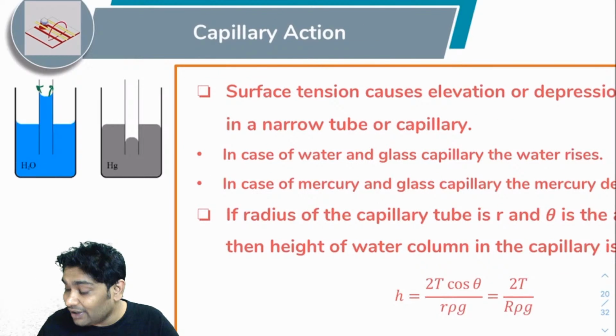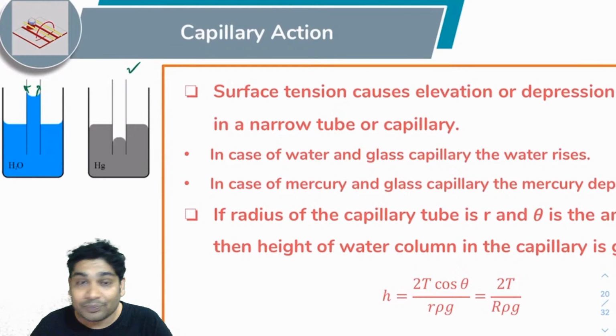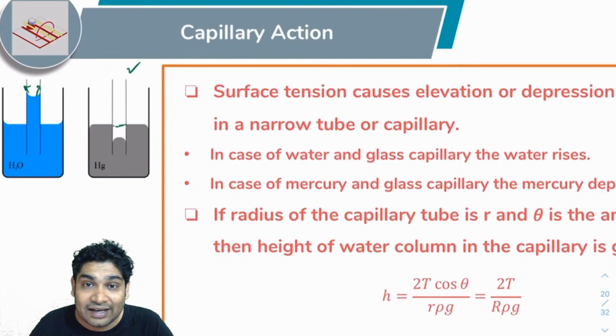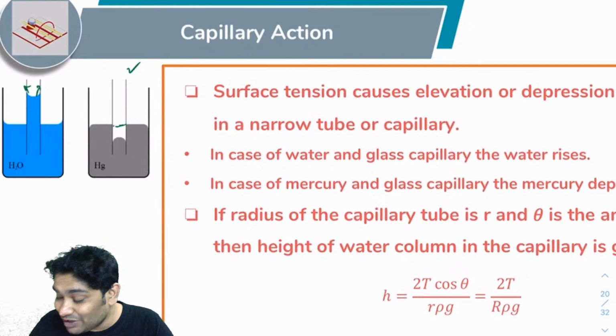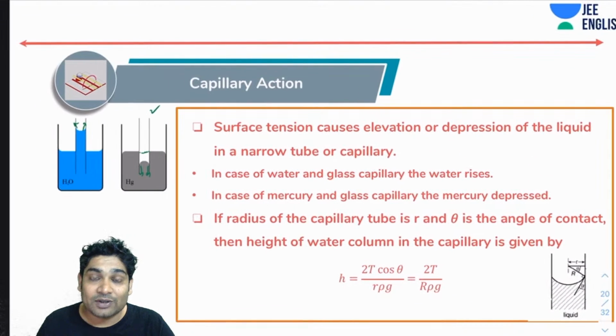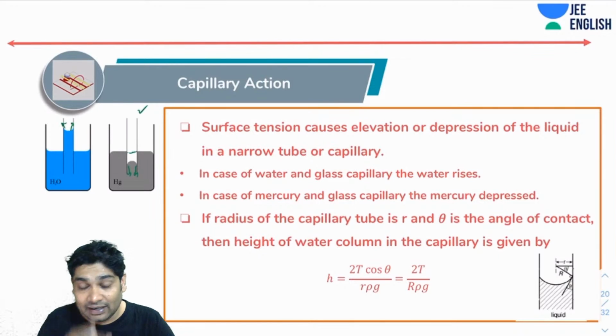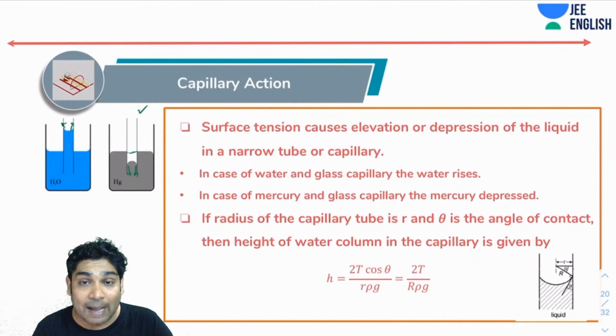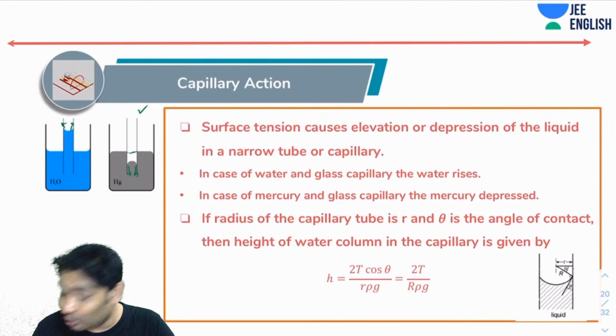Alright. Similarly, if you had mercury and glass, then again, as I said, these molecules at the top will feel an unbalanced force, because of which they get pulled down by the molecules below. Alright, so this is what capillary action is. Either a liquid will rise up in the capillary or get depressed down. This is called capillary action. Alright, so mathematically you should know the relation.